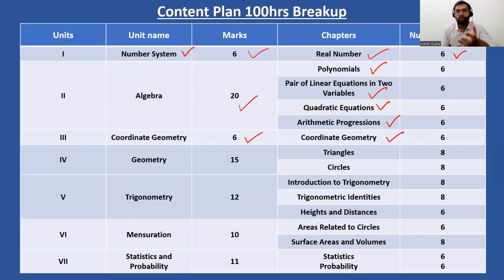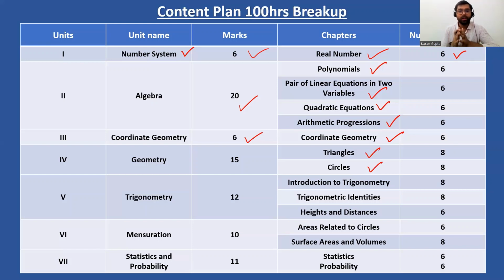Then triangles भी आपने पढ़ा है क्लास 9 में. Triangles congruency के बारे में पढ़ा था आपने. हम लोग सिमिलैरिटी के बारे में पढ़ेंगे क्लास 10 में. सर्कल्स भी पढ़ेंगे. सर्कल्स ज्योमेट्री तो बहुत मजा आता है पढ़ने में. So we will be covering triangles and circles. I will be devoting 8 hours to both the chapters.